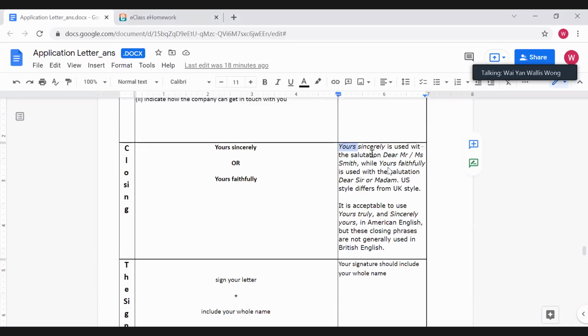Okay, yours sincerely is used if you know the last name of the person, at least the last name. However, you use yours faithfully if you use the salutation, that is, dear sir or madam, which means the name is unknown. Okay.